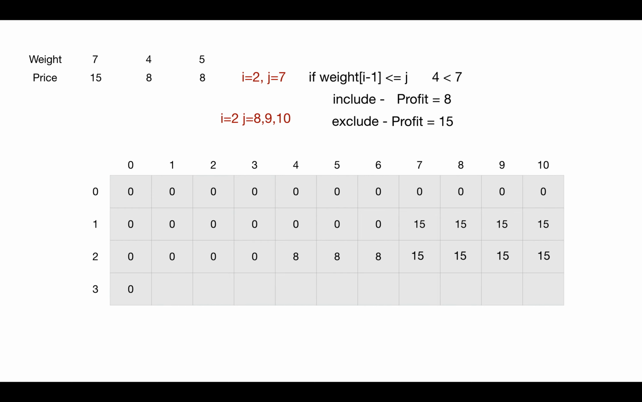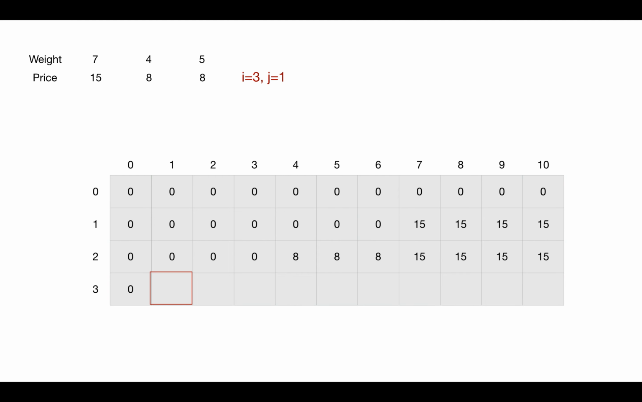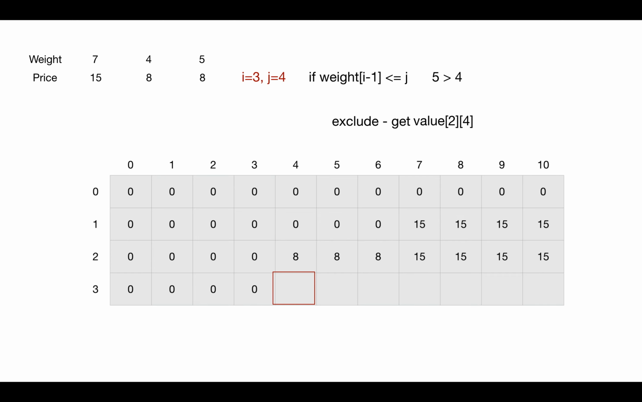We continue this to fill for item 3 when capacity is 0, 1. We cannot include the item as it is of weight 5. So we exclude it and take the profit for 2 items, which is 0. So we fill 0 here. Similarly, profit 0 will be updated for capacity 2 and 3. And for capacity 4, we still cannot add the item with weight 5. So we exclude it and update the profit for the remaining items, which is 8. So this continues.